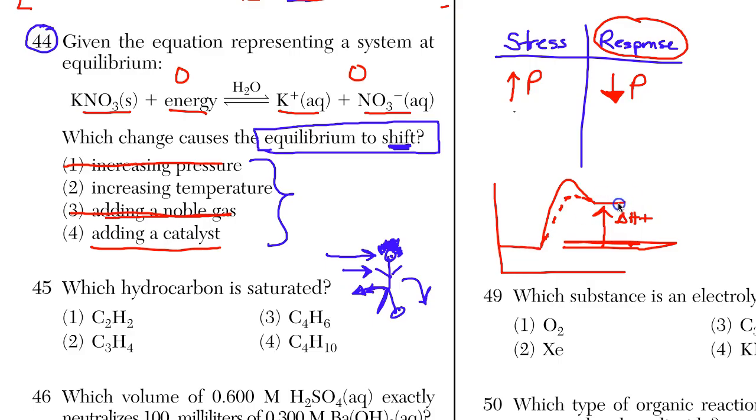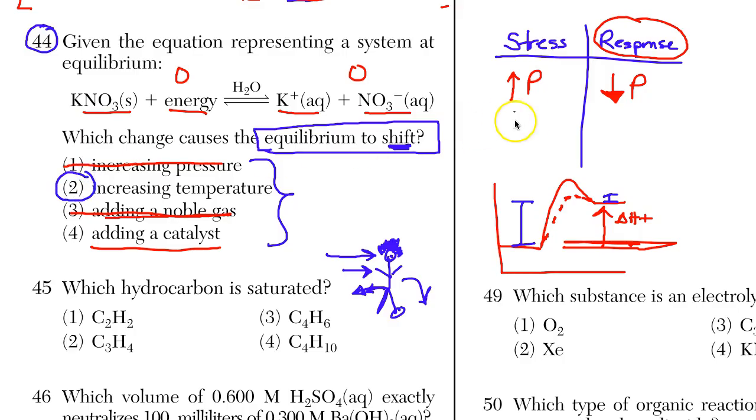So therefore, adding a catalyst doesn't change delta H, and it lowers the activation energy for the forward, and it lowers the activation energy for the reverse. So it does it for both. And so a catalyst is not going to cause a shift. It'll make you reach equilibrium faster. So the best answer would probably have to be 2.